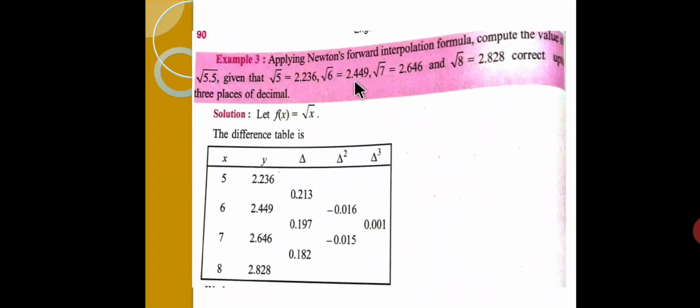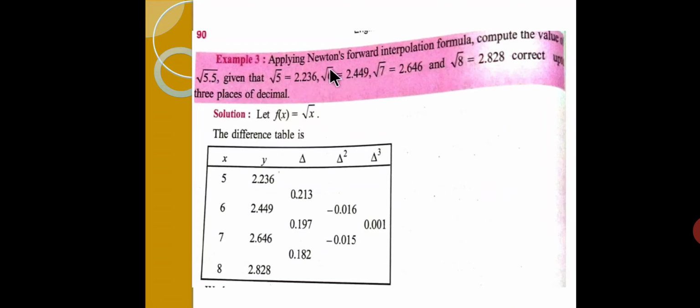Next problem. Applying Newton's forward interpolation formula, compute the value of square root of 5.5, given that root 5 is equal to 2.236, root 6 is equal to 2.449, root 7 is equal to 2.646, and root 8 is equal to 2.828. Correct up to 3 places of decimal.